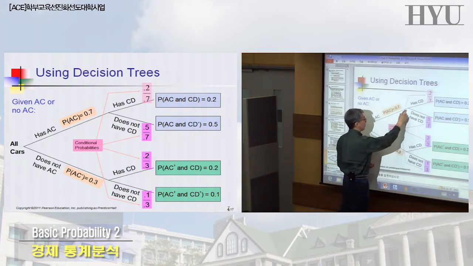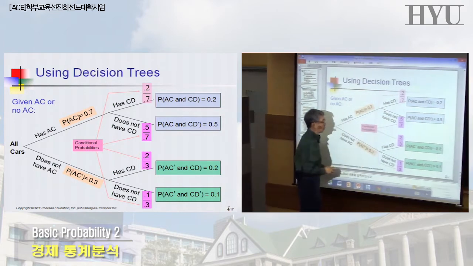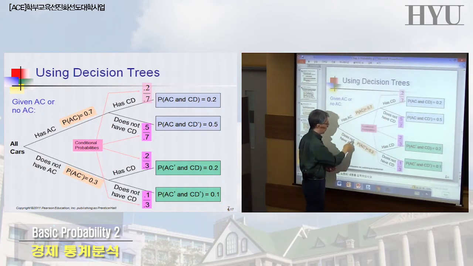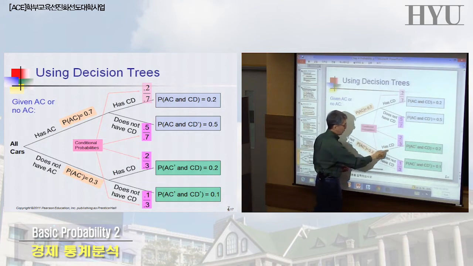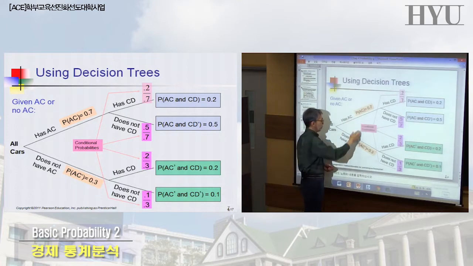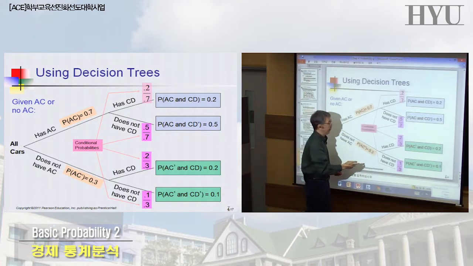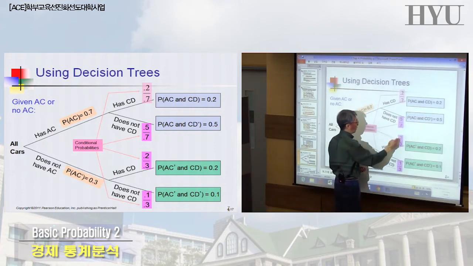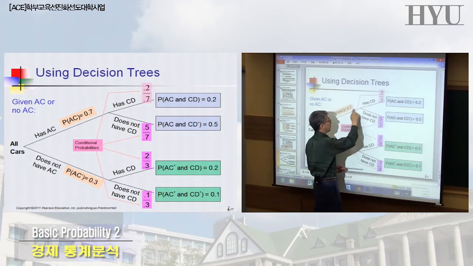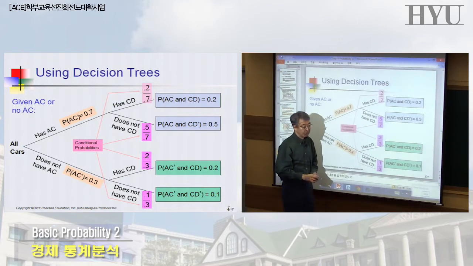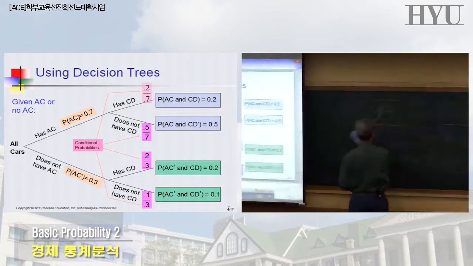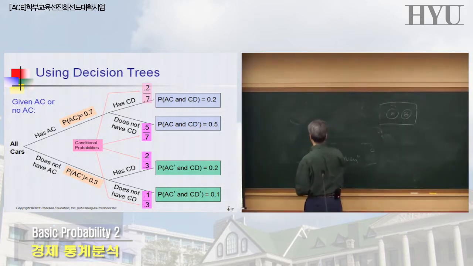And among the ACs, we have another branch or node. Separation between CD and no CD, and among all the cars that do not have AC, CD and no CD. So we can write it this way: 0.7, 0.3, those are marginal probabilities. And then the conditional probabilities, as we've seen there. If you multiply this to this, what do you get? Right. So from there, we find another useful fact.